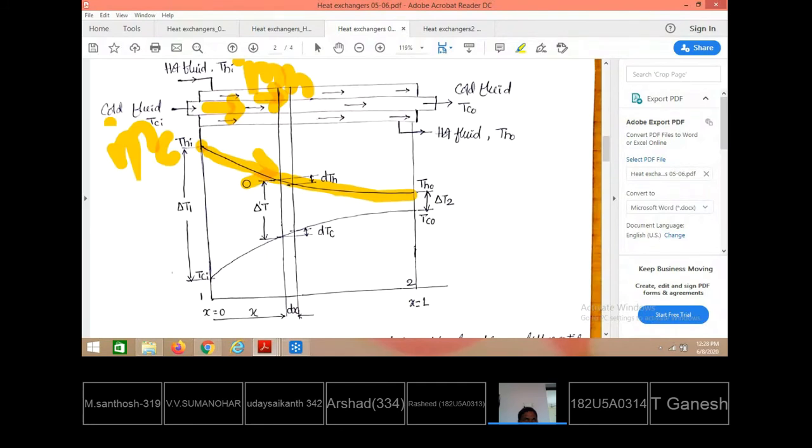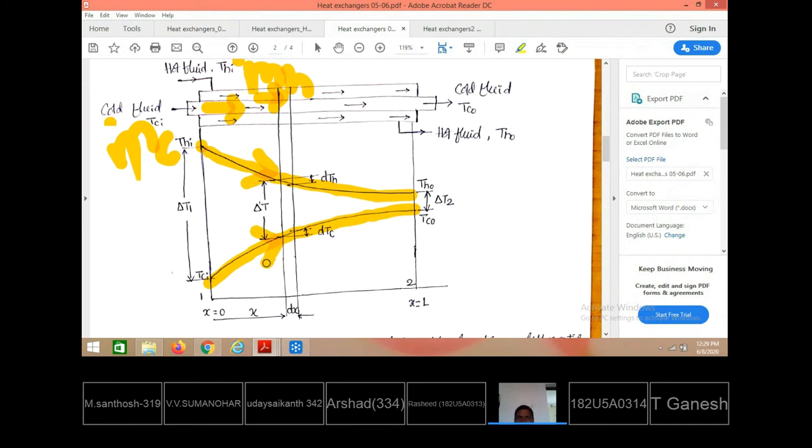While entering, it has THI. At the exit of the heat exchanger, the hot fluid has a temperature of TH naught, so TH naught must be at a lower level than THI. Cold fluid is entering from the other side with the TCI temperature. On receiving the heat, the temperature must increase compared to TCI, so TC naught must be at a higher level. This is what I have shown, and the arrow mark must also be in the same forward direction. This is applicable for the parallel flow.